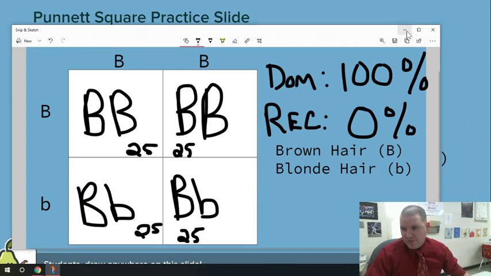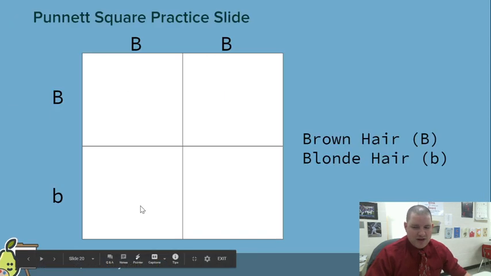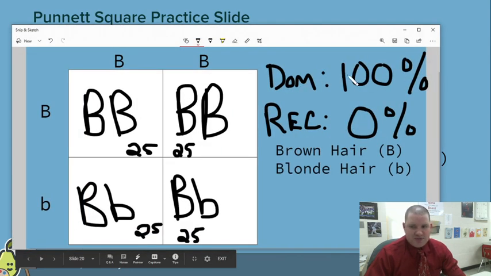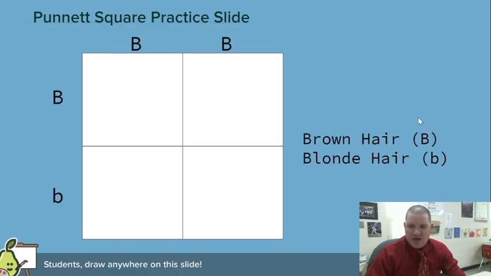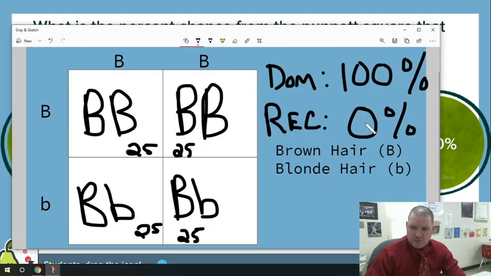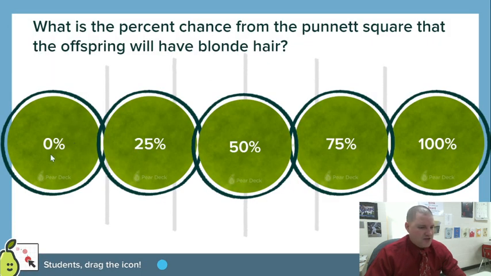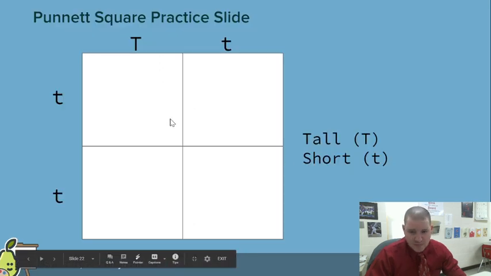Let's look at another example. So this is just the percent chance of having the blonde hair versus brown, and you can use this the same way. So since dominant means brown hair, recessive means blonde hair, when you go to this question here, it says what percent chance will the offspring have blonde hair? Blonde hair is recessive, so it would be 0% chance. So it would be over here for 0%. Let's look at the next one here.